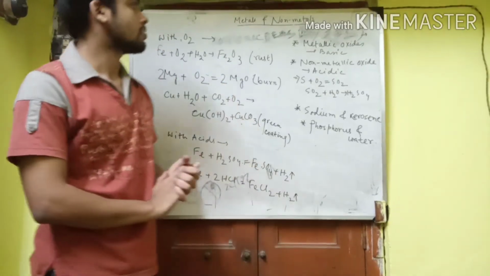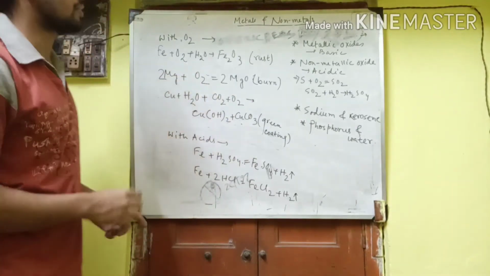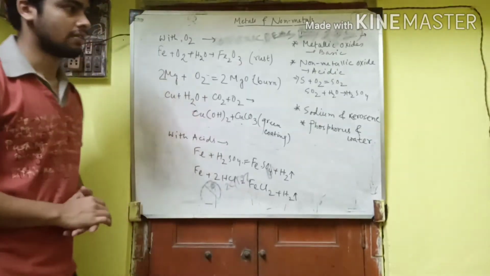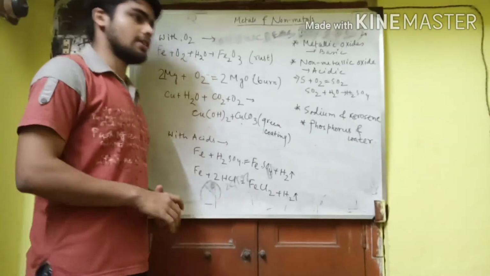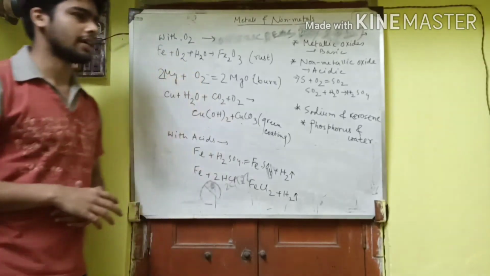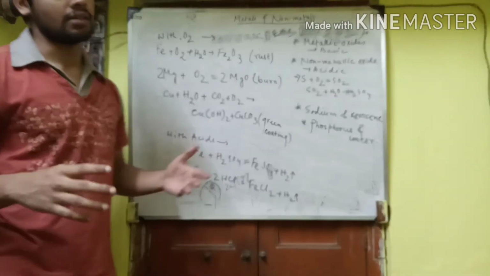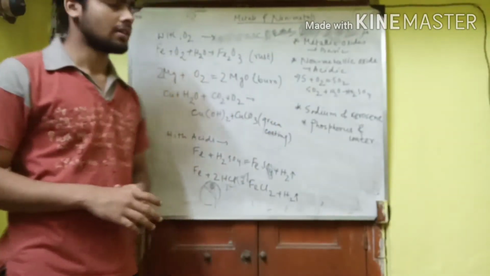Coming to the next part, that is the reactions of metals and non-metals with various substances. I will tell you about various reactions of metals and non-metals with various things. First of all, the reactions of metals with oxygen. Basically, in the reactivity series, the tendency to react of metals is greater than that of non-metals.